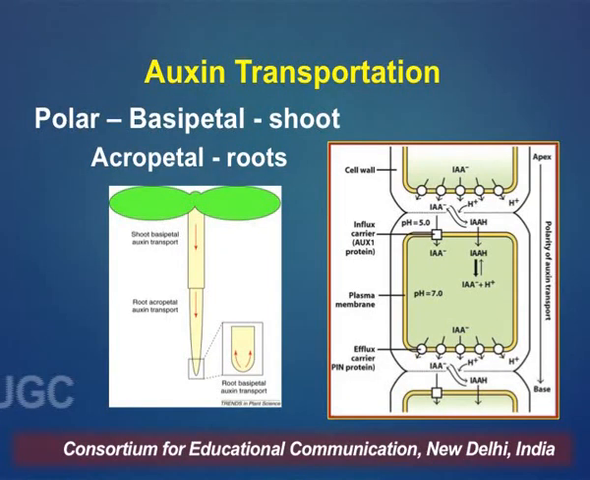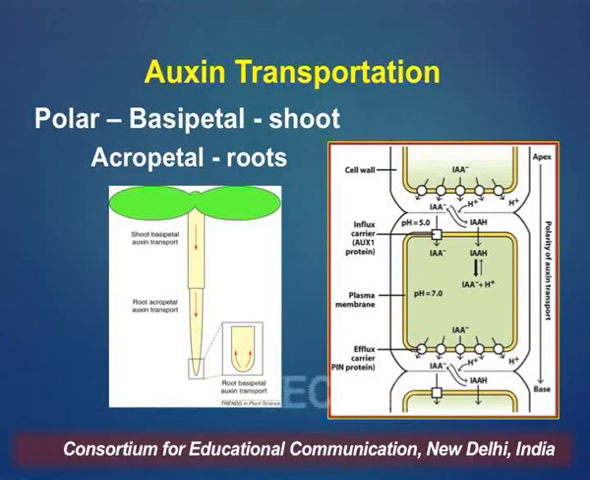Now we move on to the transportation of auxin. Though it is synthesized, how is it transported to the site of action? If we look at the overall transportation of auxins, it is considered polar transportation, that is, from the apical region to the root tip, from the aerial tip to the root tip, which is underground.